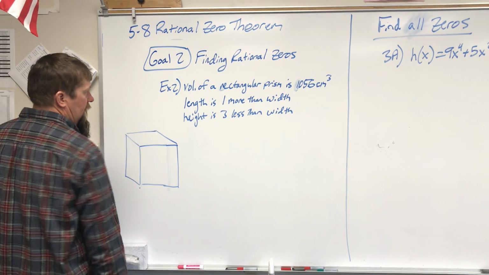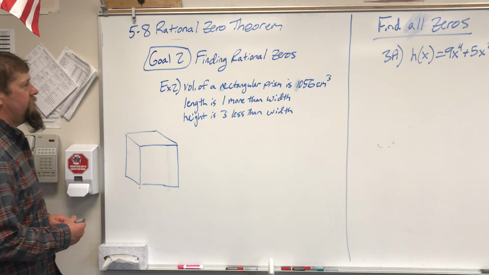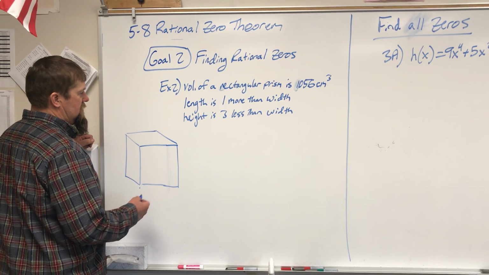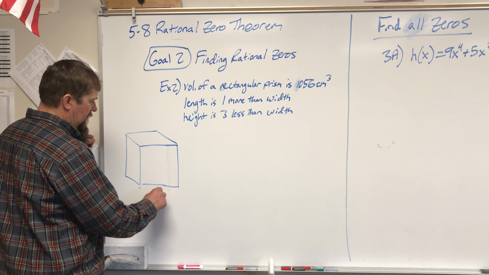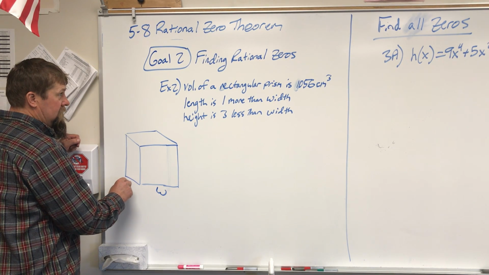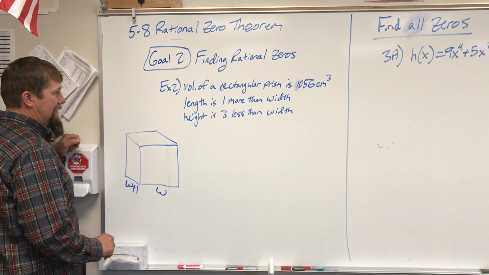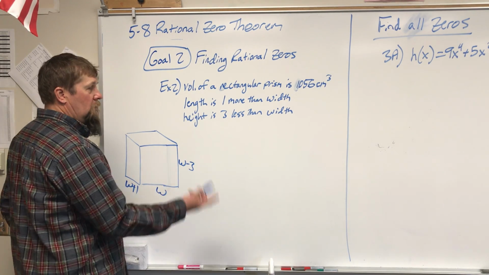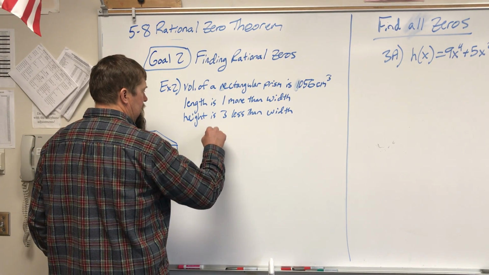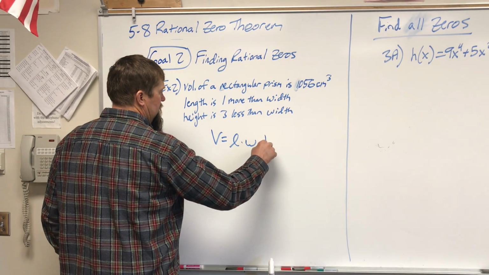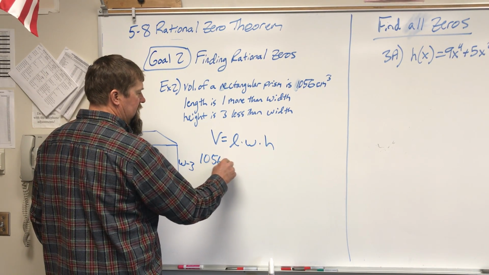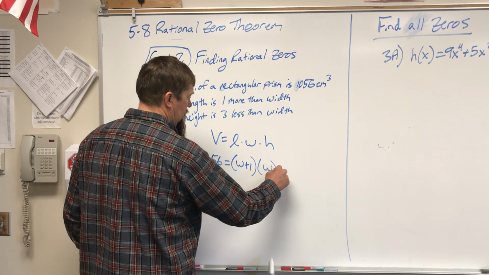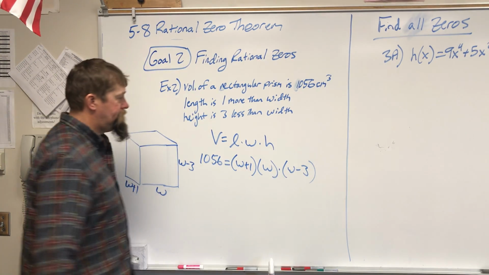centimeters. Okay, so here's a rectangular prism. The length of the rectangular prism is one more than the width. So if the width is W, the length is W plus 1. And the height is 3 less, so W minus 3. So we know that the volume of a rectangular prism is length times width times height. So 1,056 is equal to W times (W plus 1) times (W minus 3).